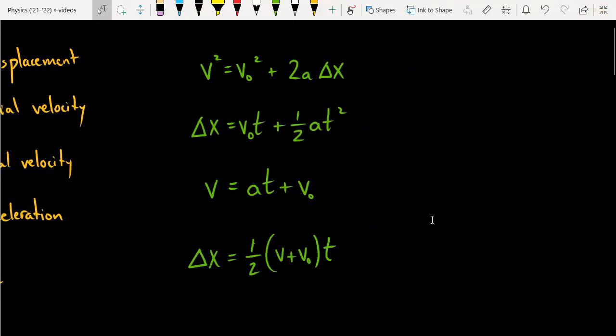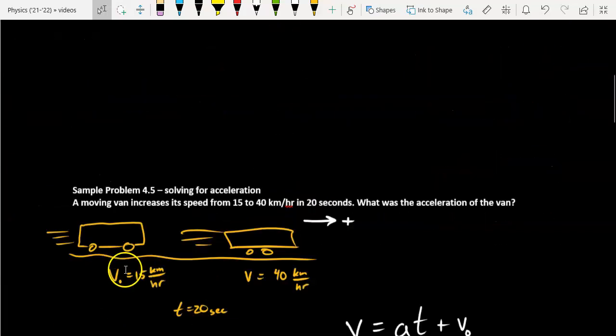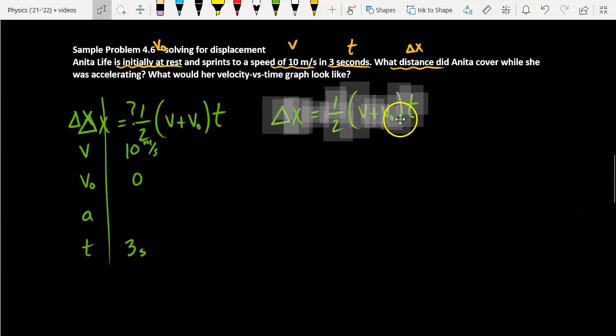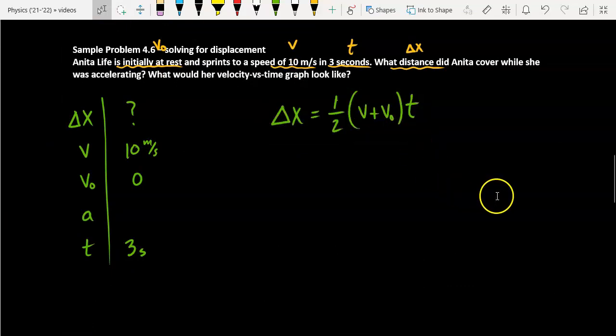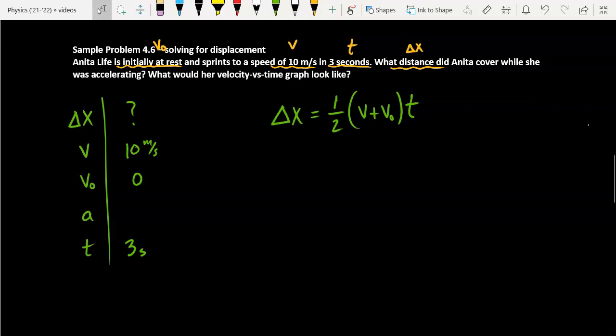All right, which one has displacement? Which one does not have an a for acceleration in it? Well, the only one there is the very last one. See that? Boom. Okay, and now remember I'm trying to solve for delta x. It's already solved for delta x, so all I need to do is go ahead and plug and chug.